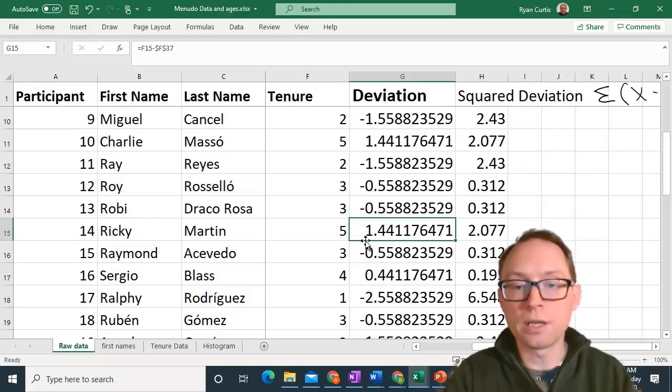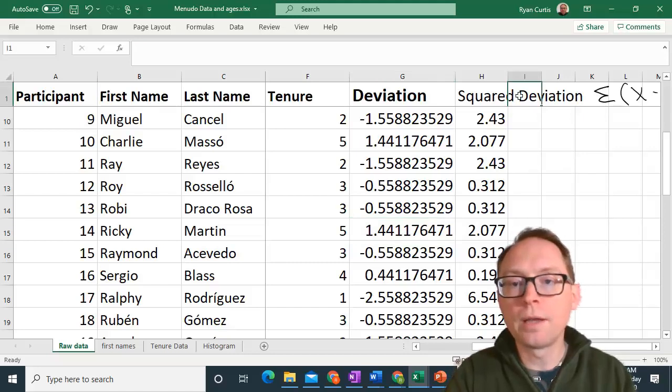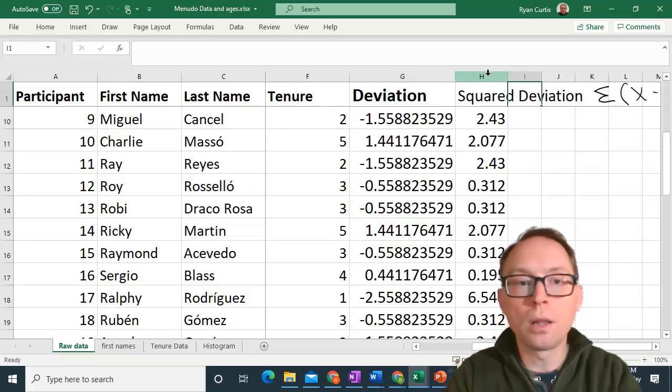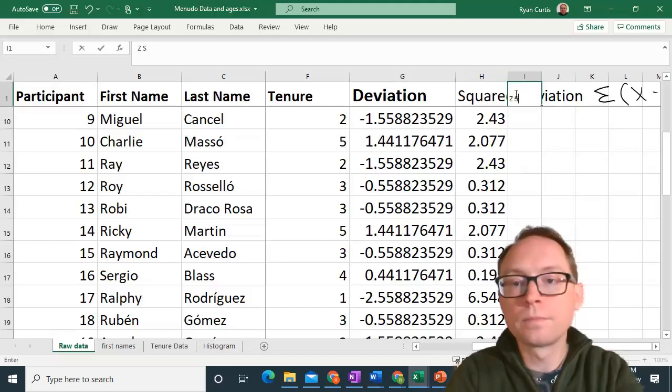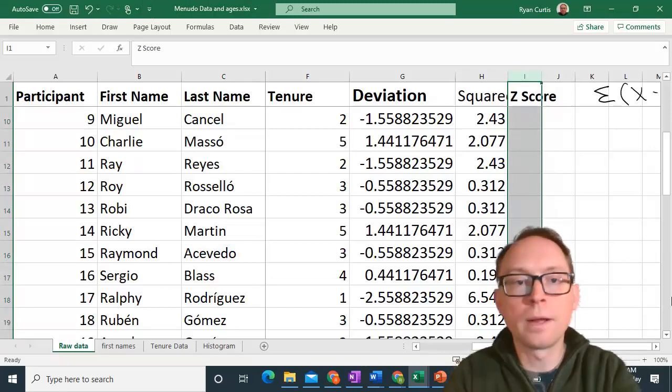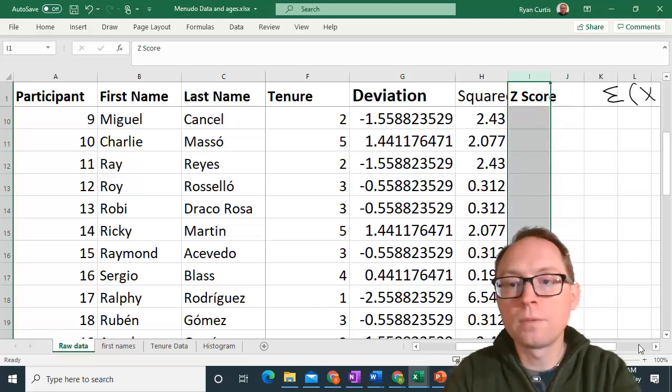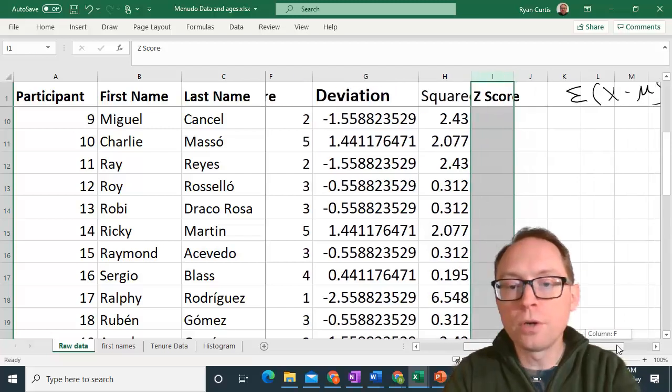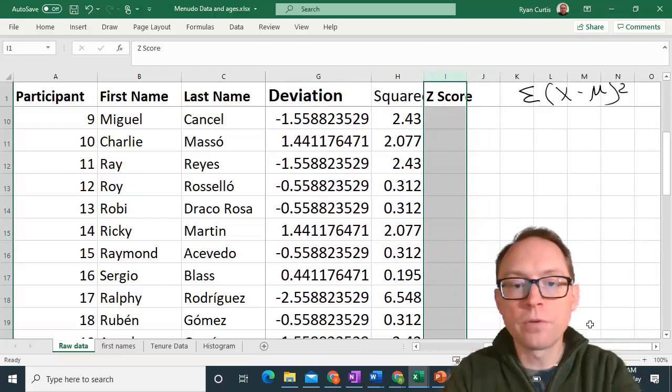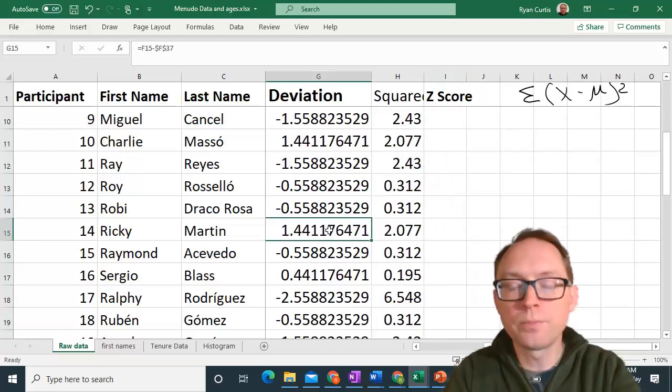That's all it is. In order for us to find his z-score, let's go ahead and make a new column. And the column is going to be z-score. I'll make it a little bit wider as well. Each person gets their own z-score. So I'm going to move this over, because what we're going to do is take the deviation, that's the x minus mu that we already did. We're going to divide it by the standard deviation.